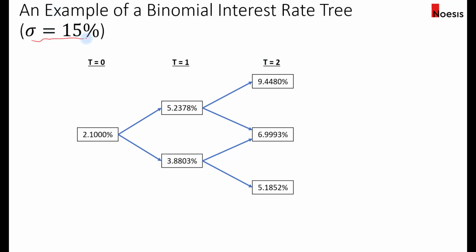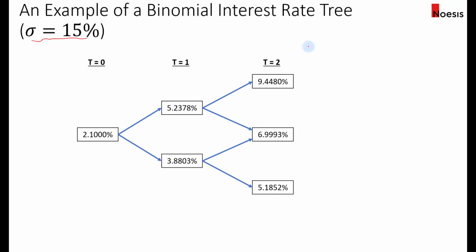Now, all the rates that you see here, as an example, are based on an interest rate volatility of 15%, and all the rates here are 1 period forward rates. And of course, the rates can either increase or decrease after every period. Let's say, for example, the rate goes from 2.1% to 5.2378% and 9.448%.